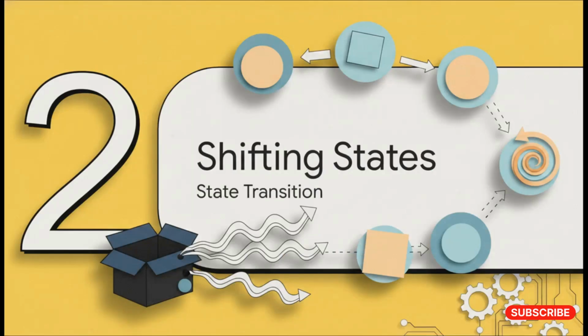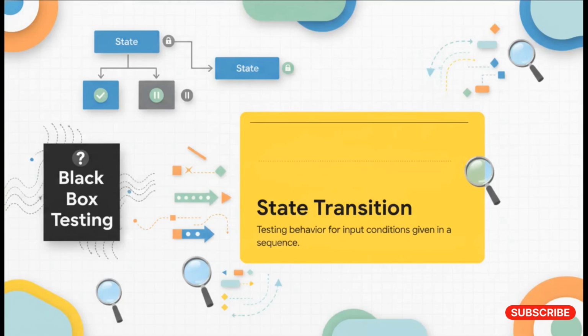Section 2, Shifting System States. Now we're getting into a highly specialized tool within this framework, state transition testing. This evaluates software behavior across different input conditions given in a highly specific sequence. It's super useful when an application shifts from one state of being to an entirely different state following particular user actions. For example, think of an online shopping cart.